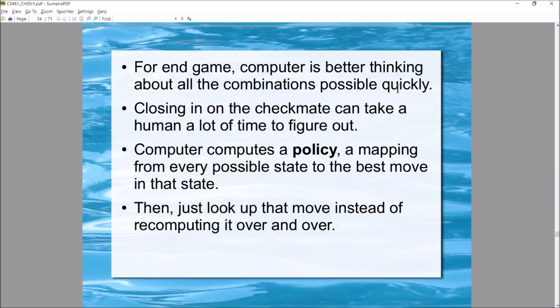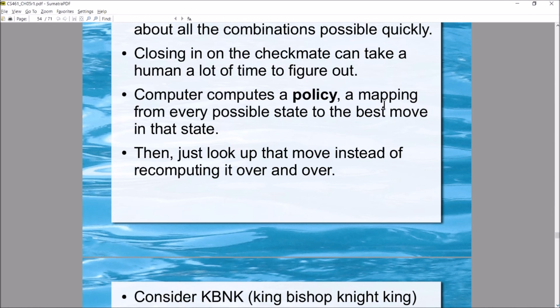Okay, so what the computer can do for closing out the game is compute what the textbook refers to as a policy. What that is: let's map every possible state at the end of the game to the best move in that state. Then all you have to do is look it up, right? Do a lookup for that move. You don't have to recompute it over and over and over again. Again, the table is coming back into play.